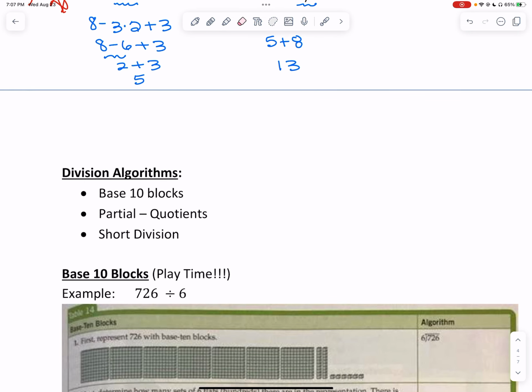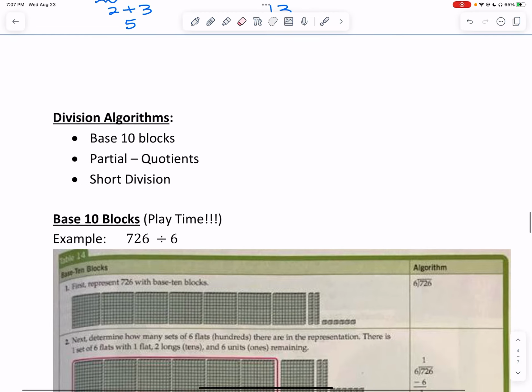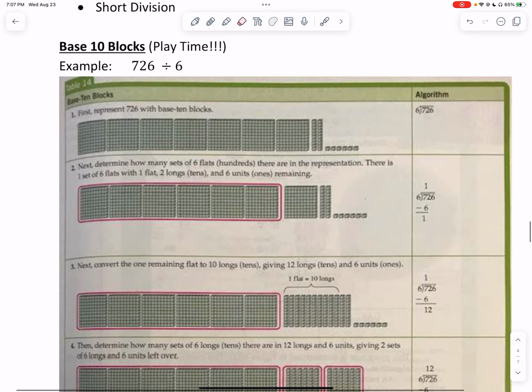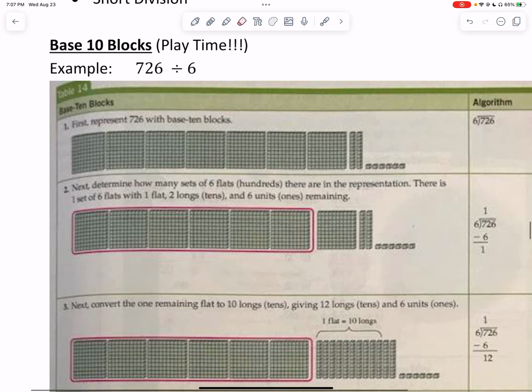We're going to use base 10 blocks. We're going to do partial quotients and we're going to do short division. So base 10 blocks. I'm going to show you how this works, and then have us work one out. So with this one, notice we're dividing 726 by 6.